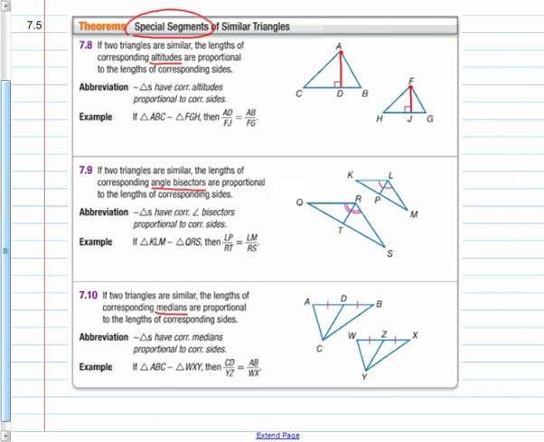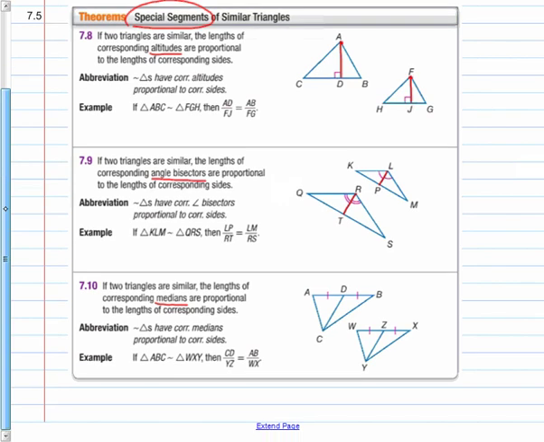Angle bisectors. What's an angle bisector? Cuts an angle into two congruent parts. If I have two angle bisectors, now they have to bisect the same angle, and these altitudes have to be the altitude from the corresponding point. So you can't just pick any two random altitudes. They have to be corresponding ones. Same thing with the medians. They're going to be proportional to the sides.